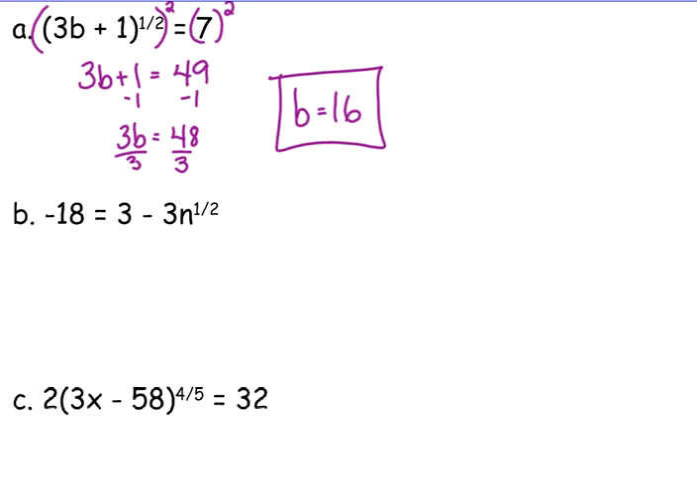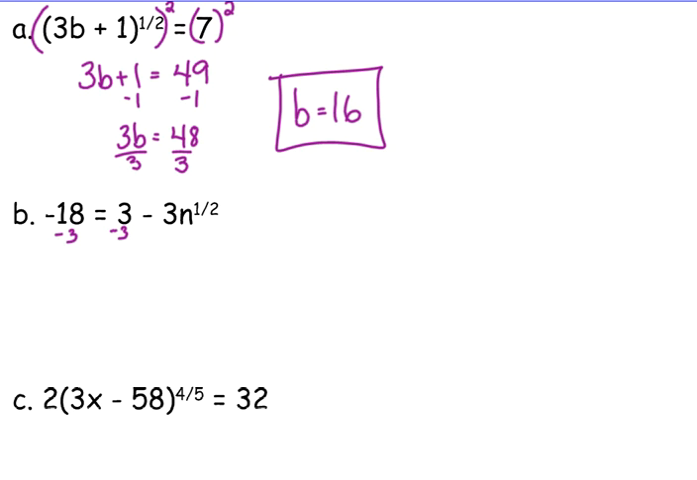All right, let's look at example B. Okay, example B is a little bit different. It has the 1/2 power in it, but notice it is only on that single n variable. It's not around an entire expression. So we've got to get that n completely by itself before we can deal with that 1/2 power.